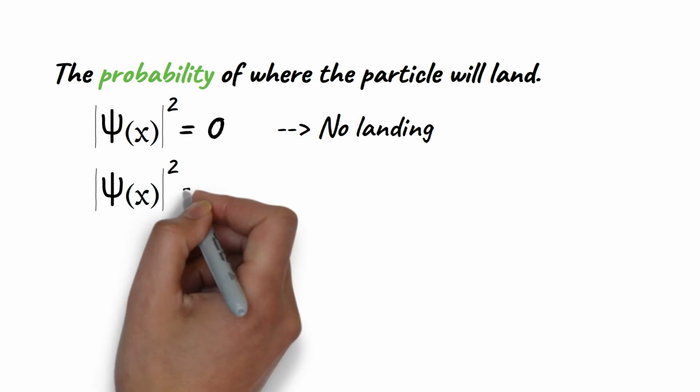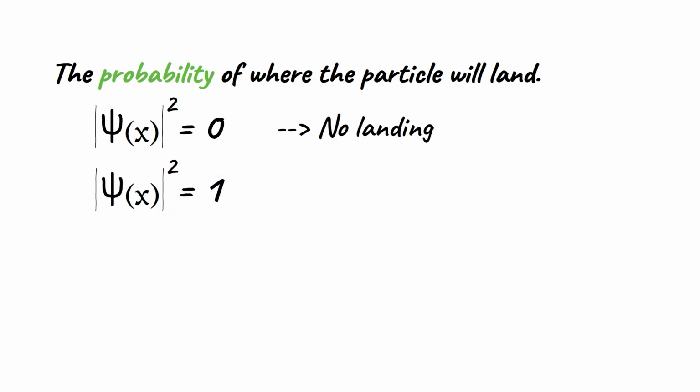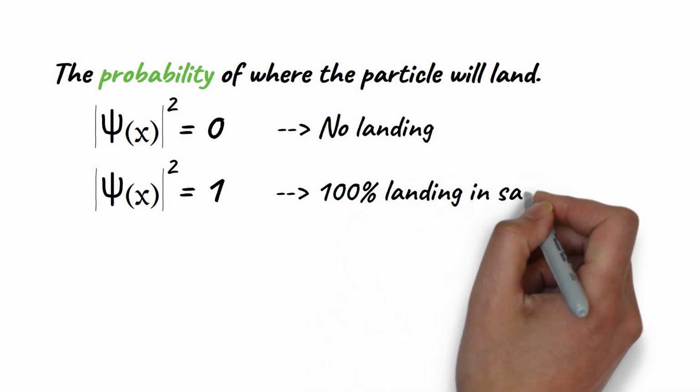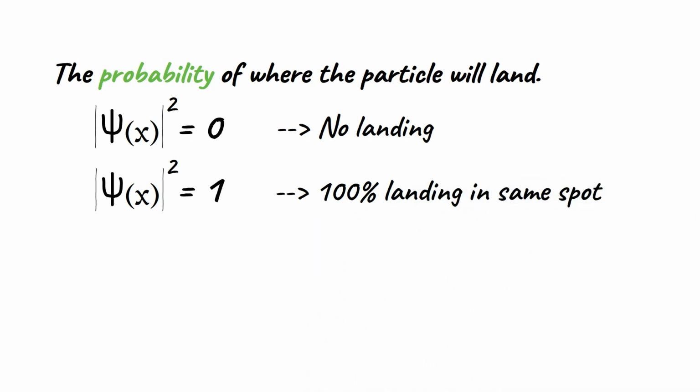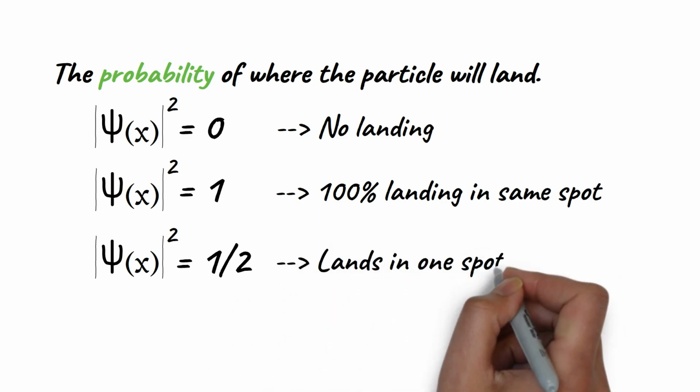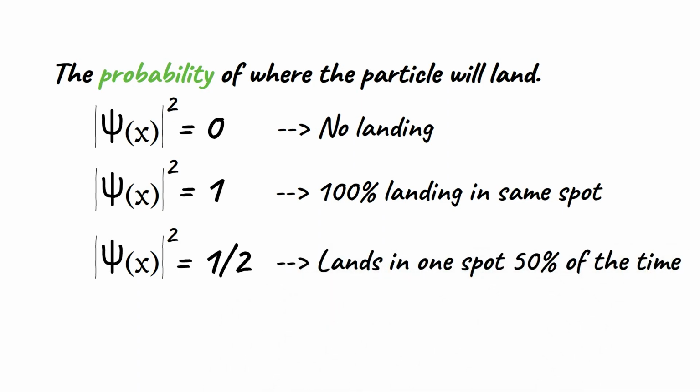If the probability was 1, then the particle would land 100% of the time in the same spot, meaning we would know exactly where it would land, though this never happens in real life. If the probability was 1/2 at one spot, then we would know that the particle lands there 50% of the time. We can also have any probability we wish in between. But how do we know this probability?